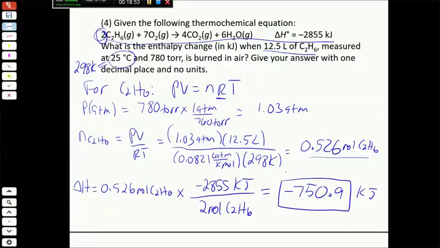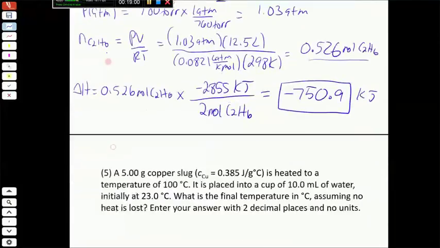So any questions on this one, or the concept of thermochemical equations? All right, on to the next one then.